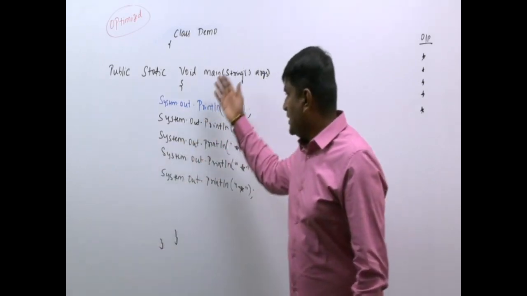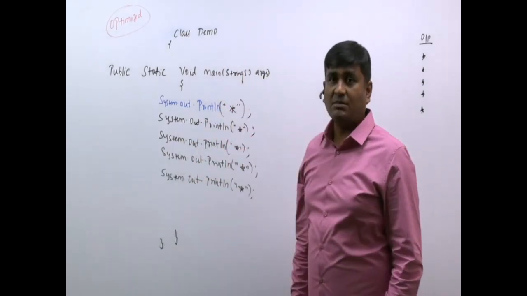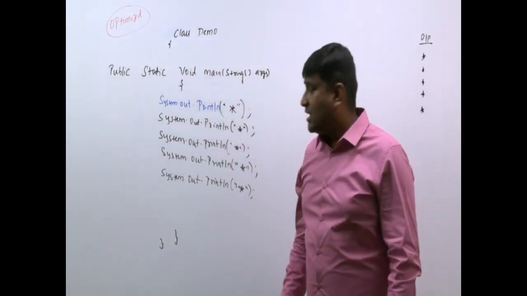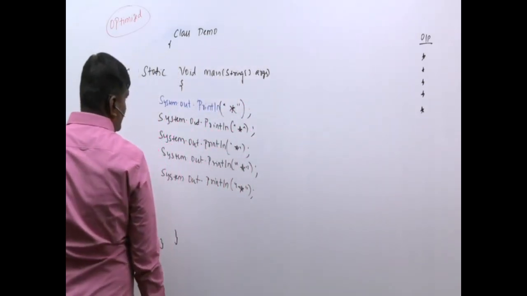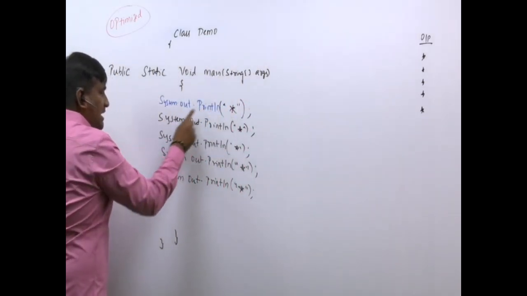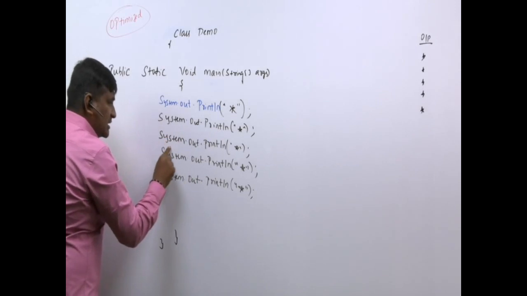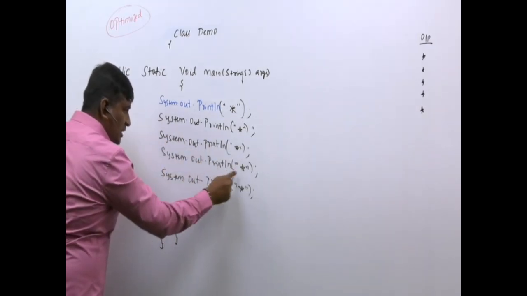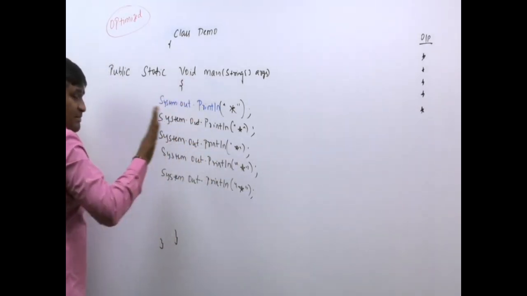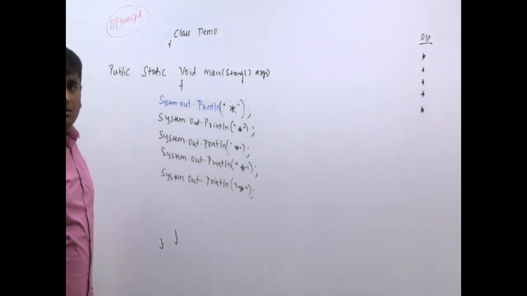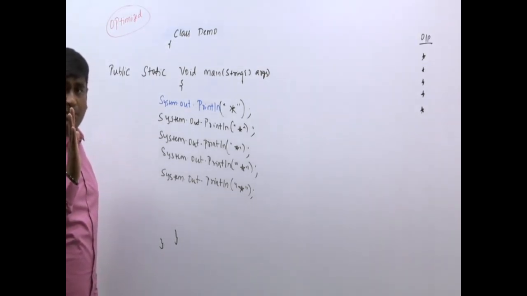Okay, sir, how to convert this program into an optimized program, sir? Very simple, pay attention. Now, look at this program carefully. System.out.println star, System.out.println star, System.out.println star, System.out.println star. The same thing is repeated multiple times. This is one of the shortcuts that you should remember in programming.